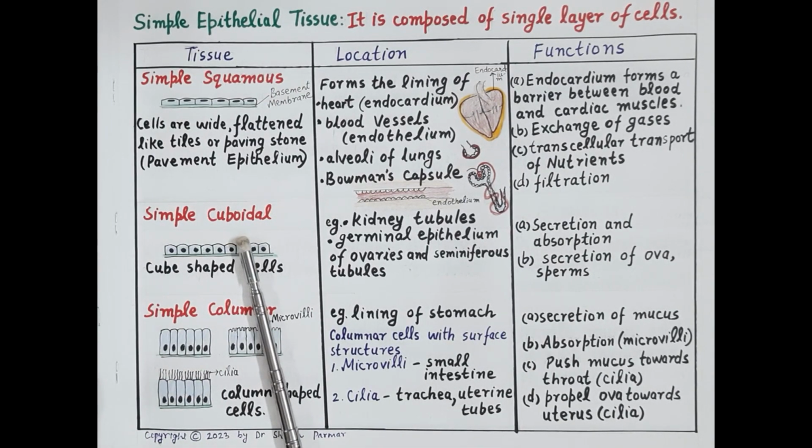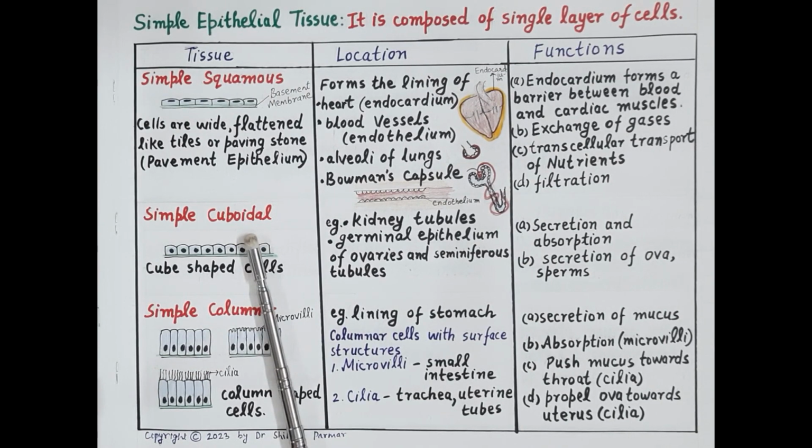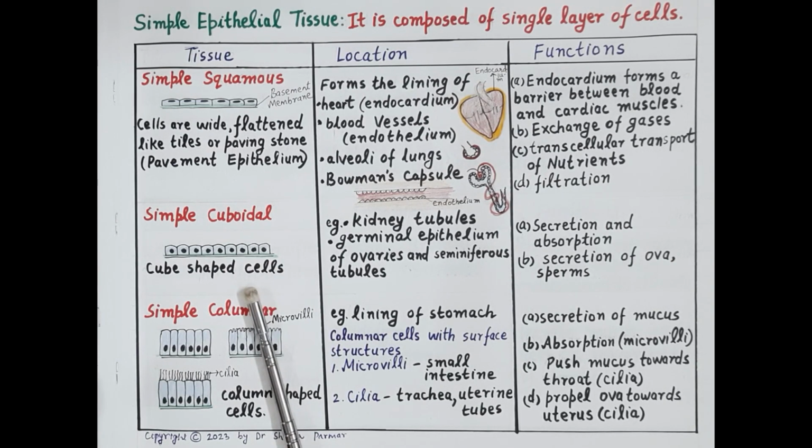Now the second type of simple epithelial tissue is the simple cuboidal. Here the cells are cube shaped. They possess almost the same height, width and depth. Nuclei are large, spherical, and are present in the center of the cell. Simple cuboidal epithelium also forms linings. For example, it forms the lining of the kidney tubules.